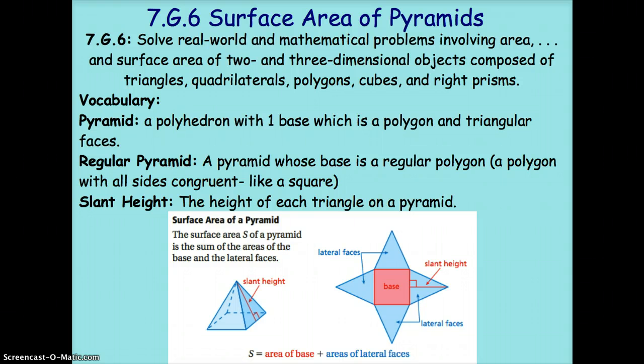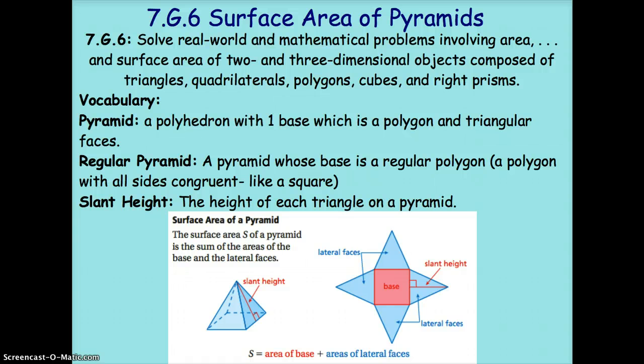Our vocabulary today, we do have 3 words. First, a pyramid is a polyhedron with a base, which is a polygon. So notice it has one base as opposed to a prism, which had 2. And this time the faces are triangular. Remember, a prism has rectangular faces, so that's our big difference.